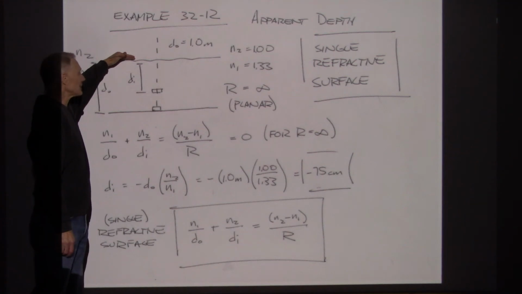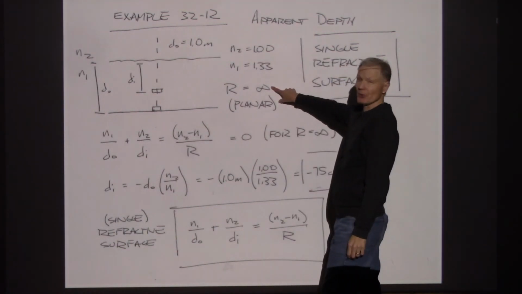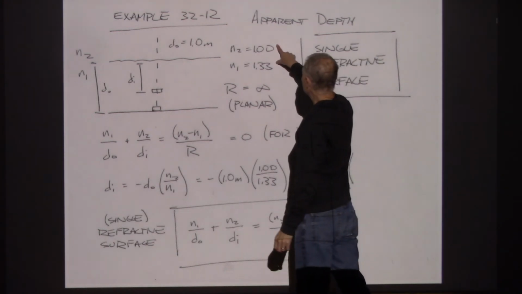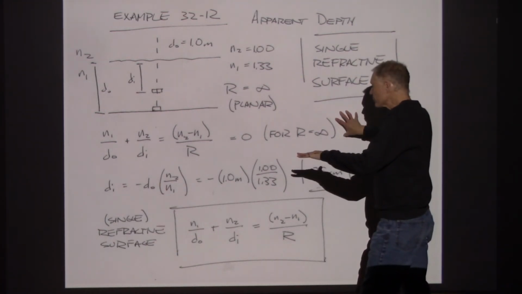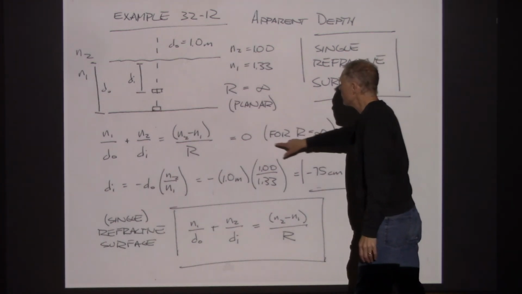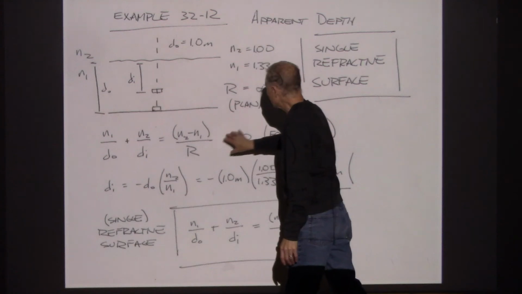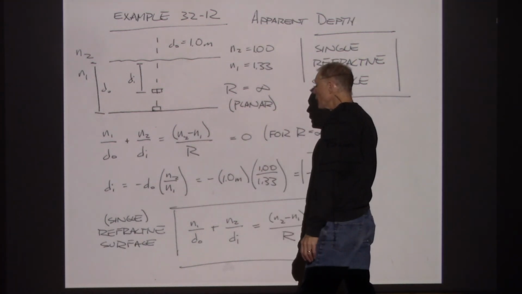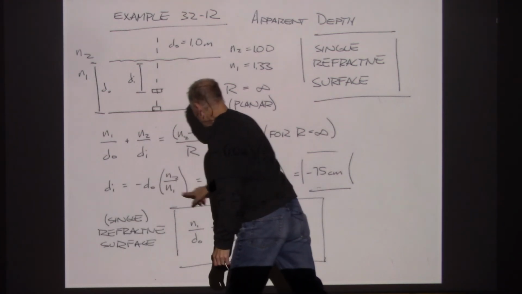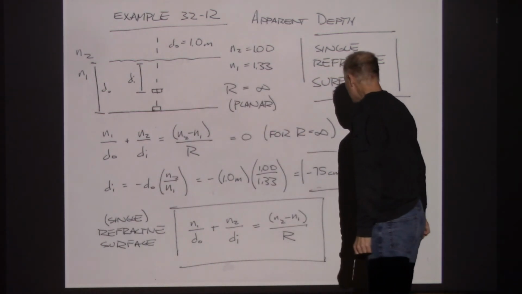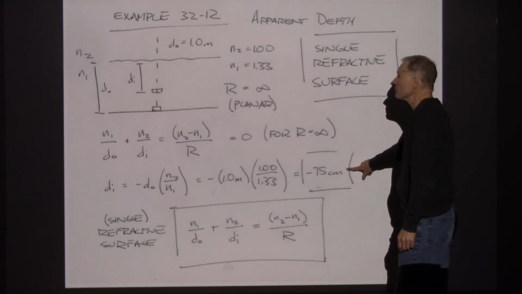Now for the example at hand, for a flat surface, the radius of curvature is infinite. And so I can write down the N2s and the N1s. If it is a flat surface, if it's planar, then this last term, because the R is infinitely large, becomes 0. And so that says that DI is minus DO, N2 over N1. Plugging all the values in, it predicts minus 75 centimeters.